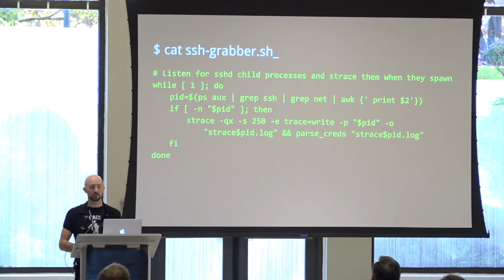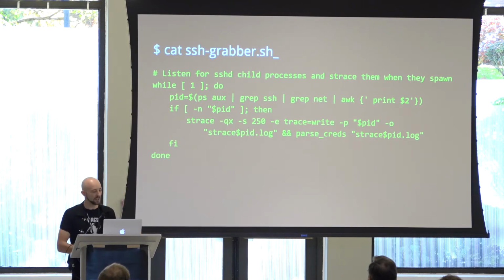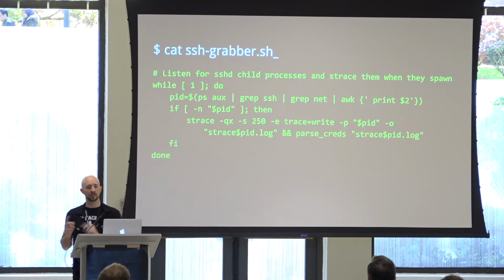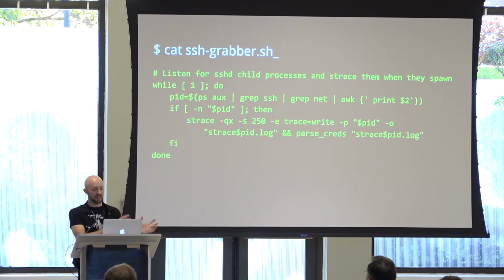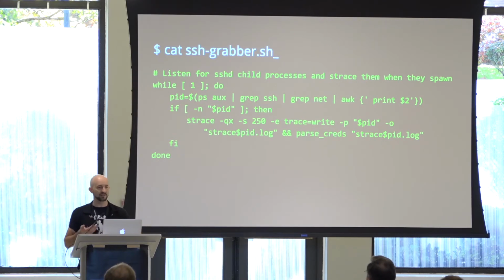P flag tells us what process to attach to. We already got the PID from above. And then the O flag just sets the file name of the log that we're going to store this data into. And so what this means is for every child process that comes in, it's going to be generating a separate log file, and that log file will only have the information from that process. So it's nice and clean. The double ampersand means that after the strace process finishes and quits, it'll move on to the next part, which just passes the log file that was created into our parse creds function.